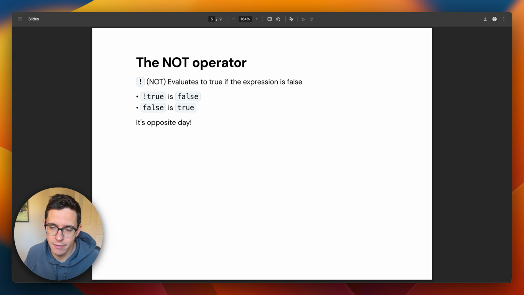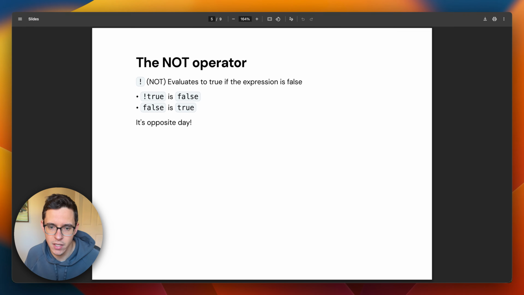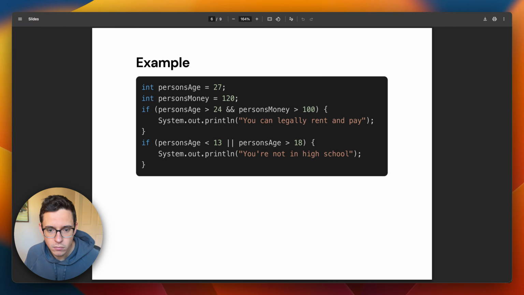Not is just opposite day. So not true is false. And then this should have a not sign here. Not false is true. So a little mistake in the slides. There should be an exclamation point here. So the exclamation point before a value is the not operator. So a little interesting there. Not means opposite day. Okay.